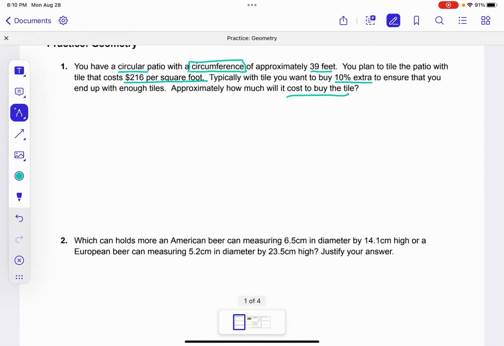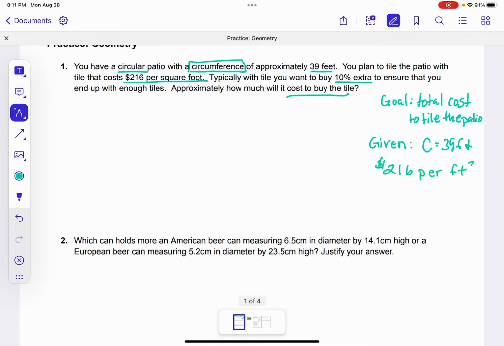And so then we want to figure out the cost. So the goal is the total cost to tile the patio. So always a good idea to make a note of what are we trying to find. And let's list out some of the things we know. So it's given. We know the circumference, and I'm going to use C, equals 39 feet. I know the cost is $216 per square foot. And I know I'm going to need 10% extra. So I'm just writing down everything I know.